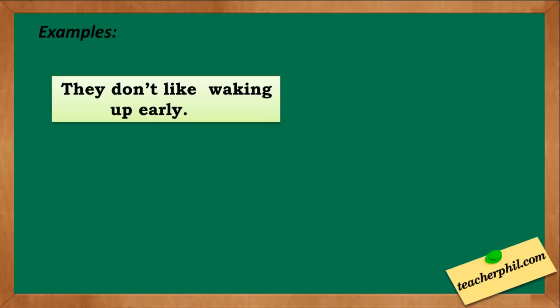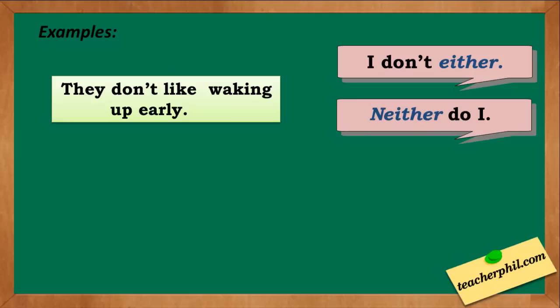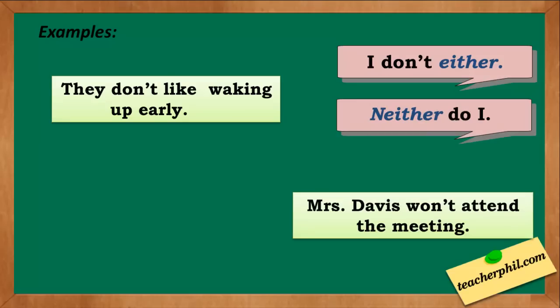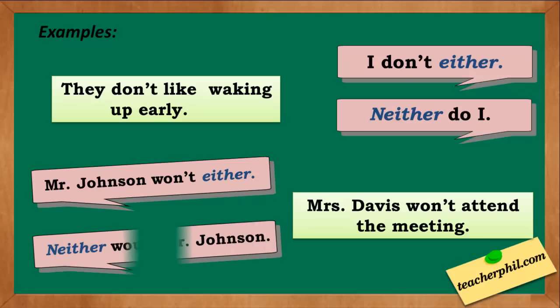Examples: They don't like waking up early. I don't either. Or, neither do I. Mrs. Davis won't attend the meeting. Mrs. Johnson won't either. Or, neither would Mr. Johnson.